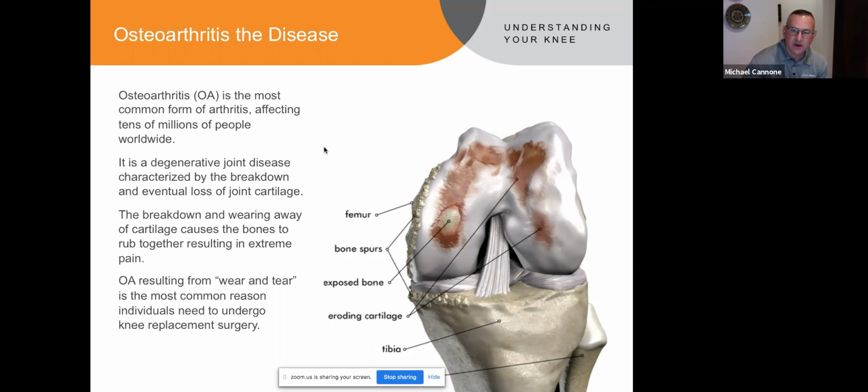That is the most common reason down the road that patients will end up having total knee replacement surgery or partial knee replacement surgery.